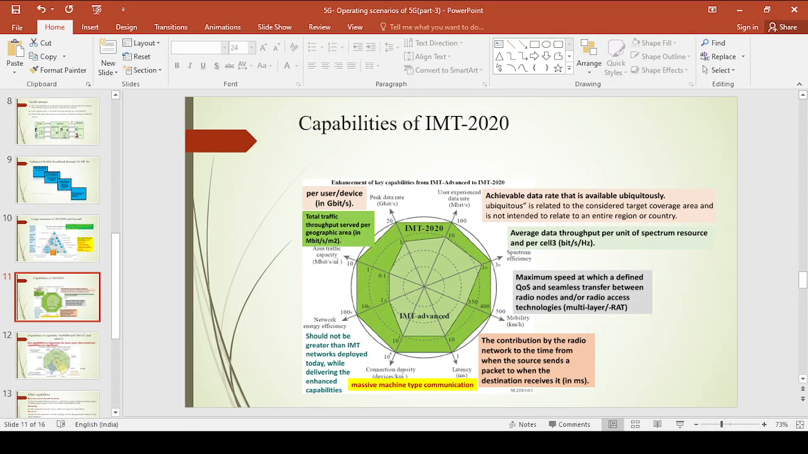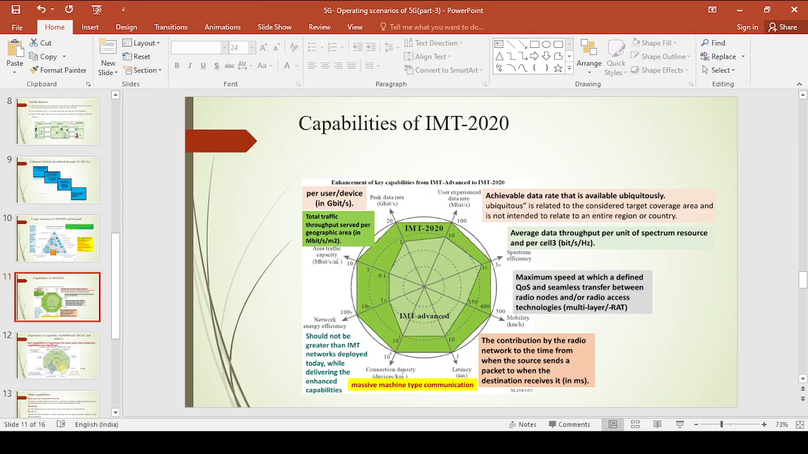Now coming to the next slide, here we will see about capabilities of IMT 2020, right? If you see this figure, the outer diameter is for your 5G communication, nothing but IMT 2020. Now the inner diameter, dark green is for your 5G, light green is for your 4G, right? Now the outer diameter is for the 5G 5th generation system, and the inner diameter is about IMT Advanced, nothing but your 4G system. We will see one by one parameter.